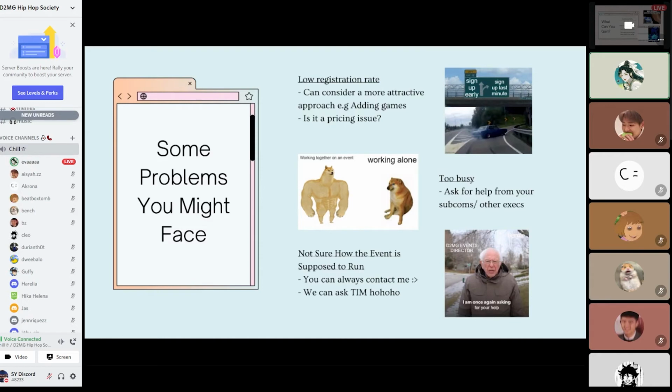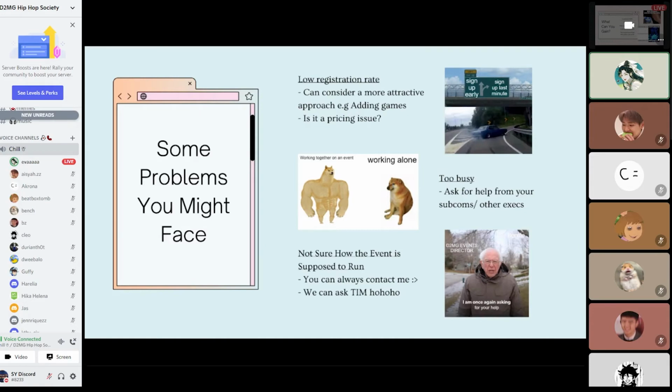The second problem is you might be too busy. For me, I switched universities in the middle of the year and I had a lot of stuff to do because of that, so I was a bit busy during that period of time.